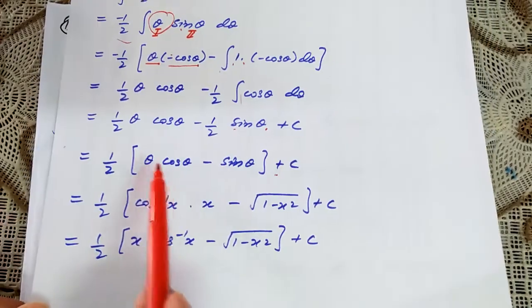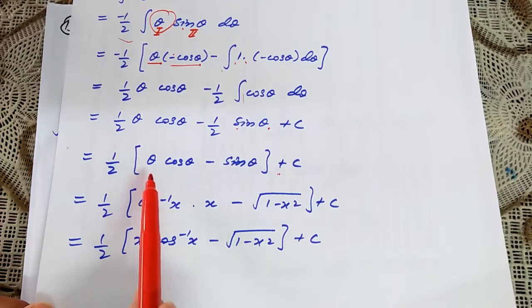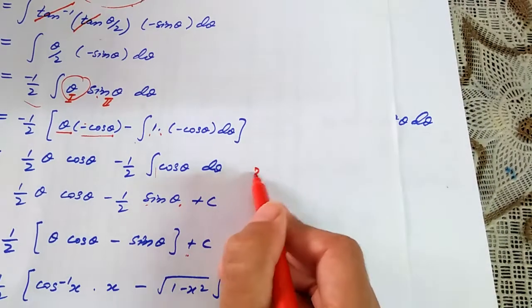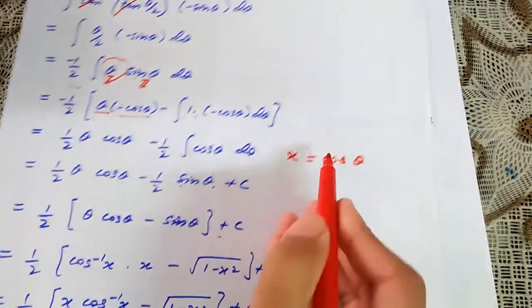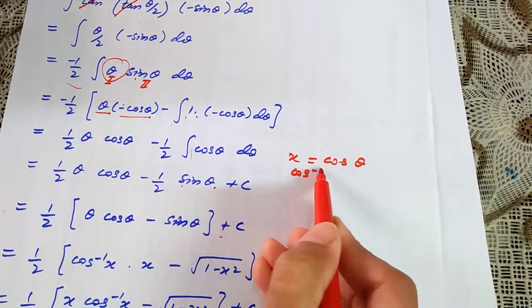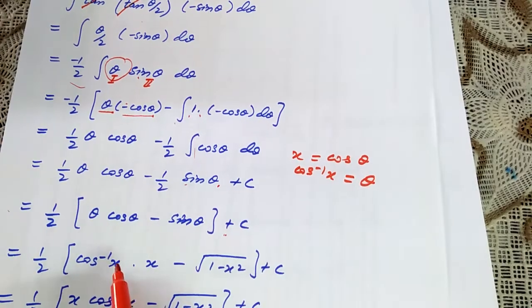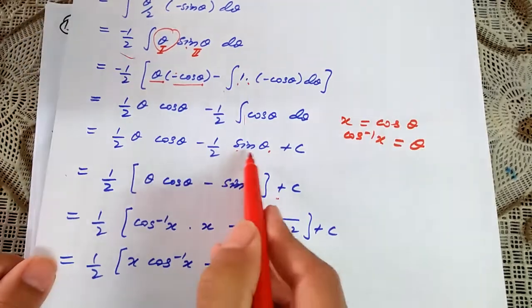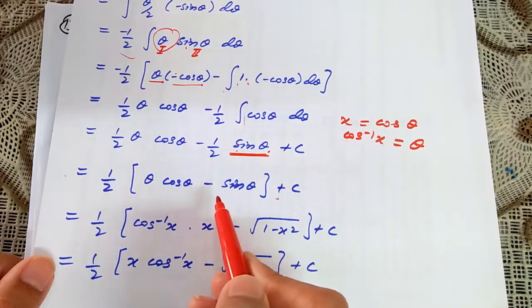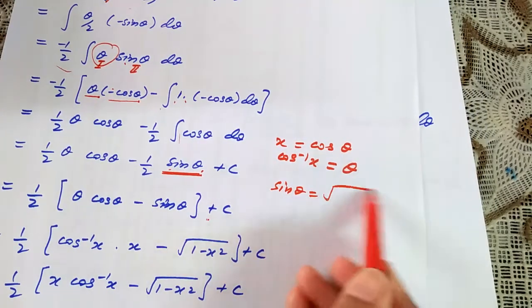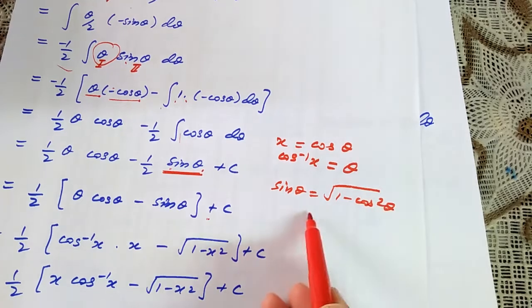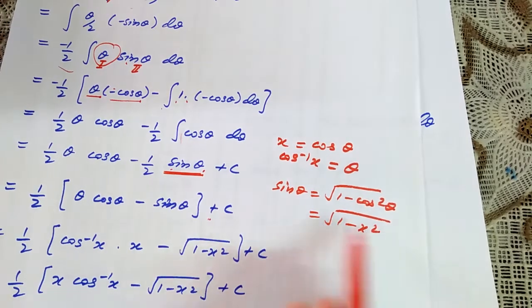We know that our question was in x, but here we have theta, so just remove this theta in terms of x. Now we were having x equals cos of theta. We want the value of theta here, so cos inverse of x will be equal to theta. Now we also want the value of sine of theta. Sine of theta is equal to under root 1 minus cos square of theta, so this will be under root 1 minus x square.